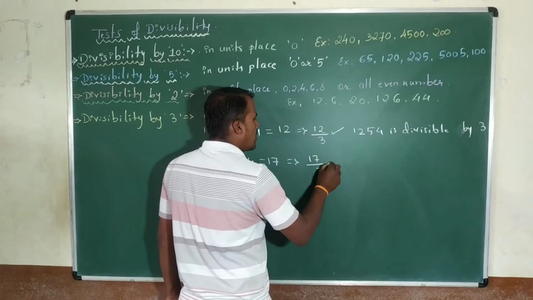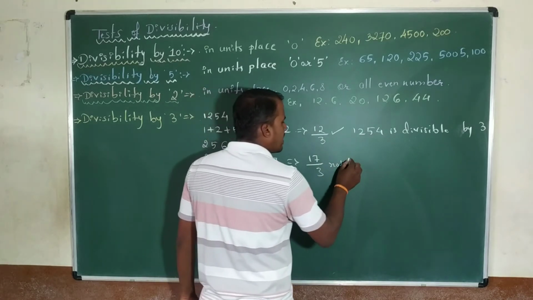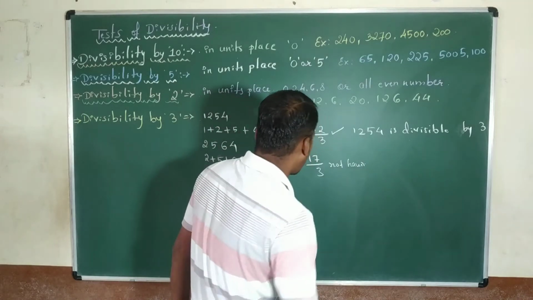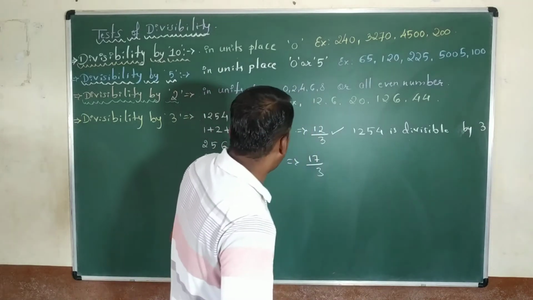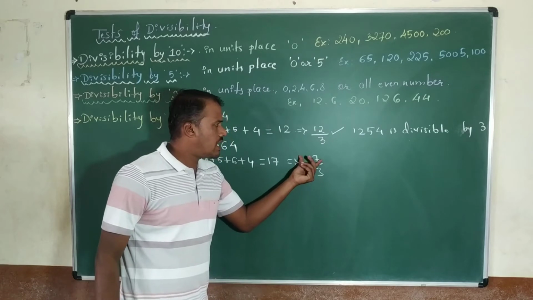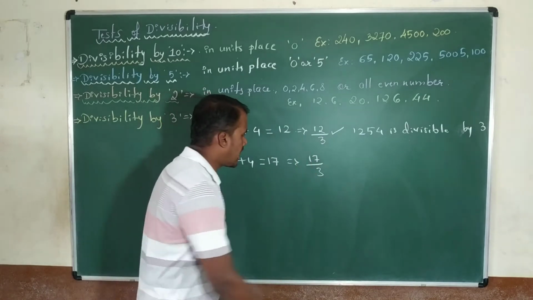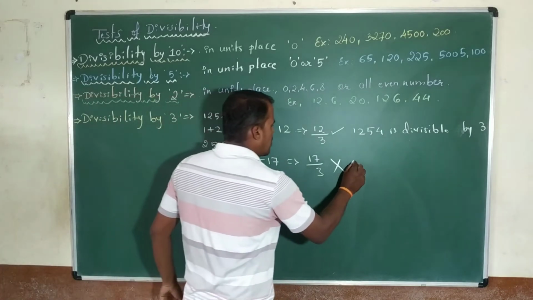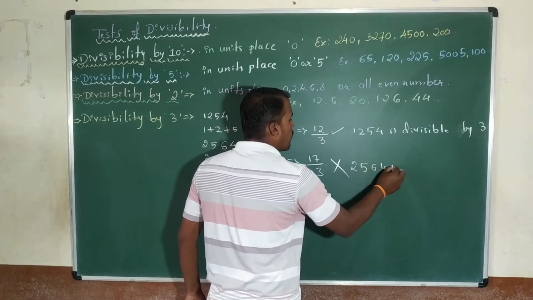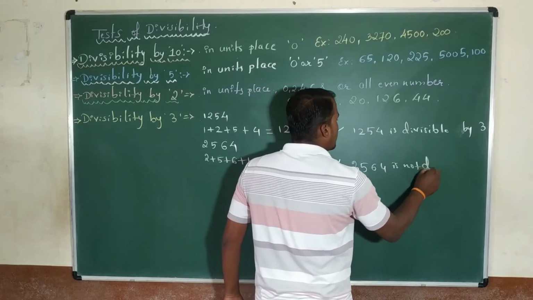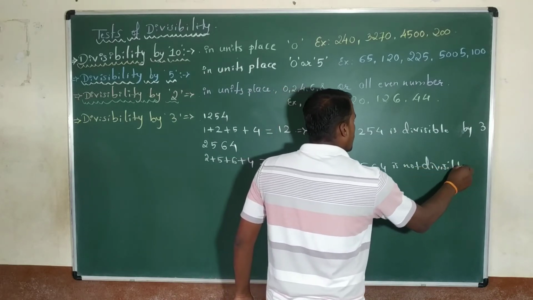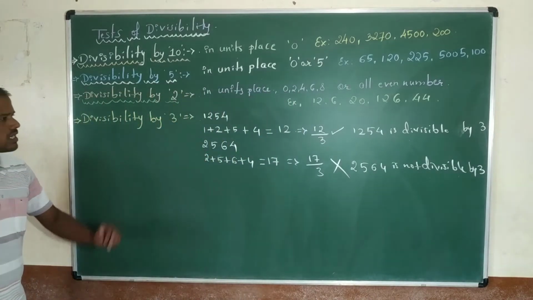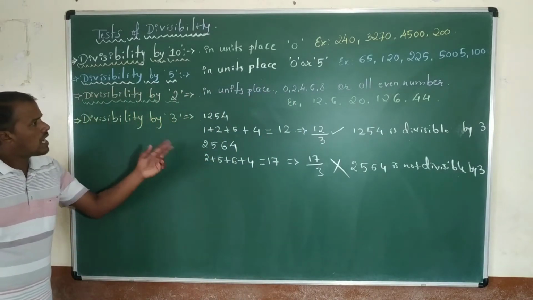17 divided by 3 does not divide completely. Okay, here a remainder comes, so 2564 is not divisible by 3. This is the concept we discussed. Okay, divisibility by 3.